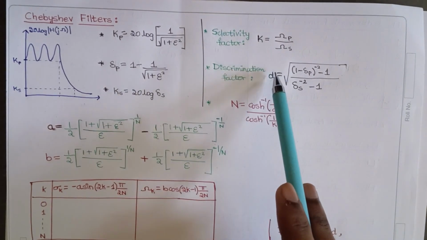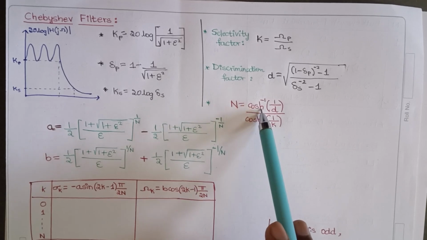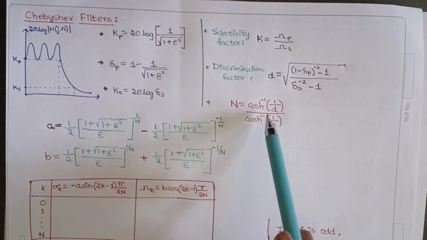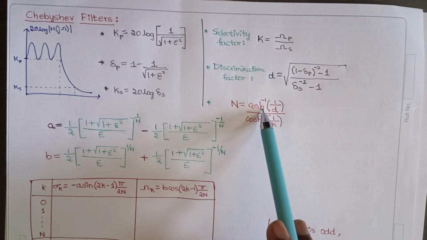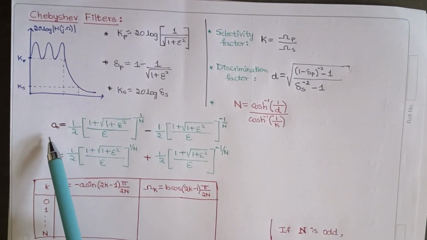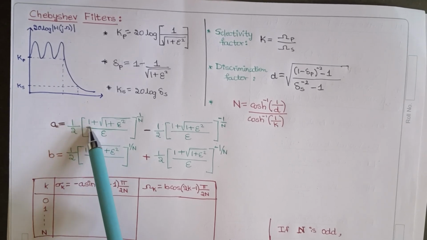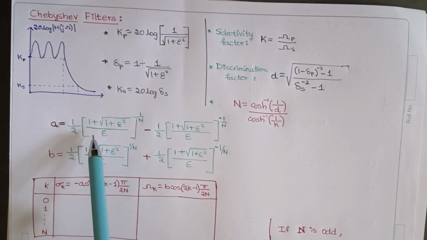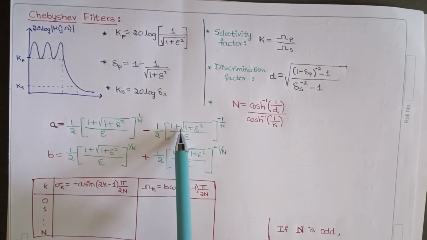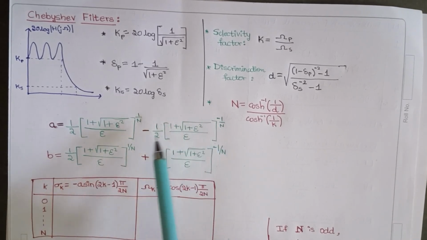After finding the values of K and D, we have to find the order of the filter N, given by cos hyperbolic inverse of 1 by D divided by cos hyperbolic inverse of 1 by K. After getting the values of N and epsilon, we find the values of A and B. A is given by 1 by 2 times [(1 plus under root 1 plus epsilon square) divided by epsilon] to the power 1 by n, minus 1 by 2 times [(1 plus under root 1 plus epsilon square) divided by epsilon] to the power minus 1 by n.